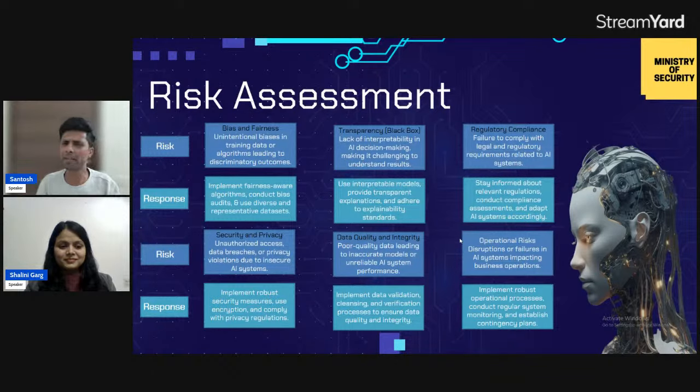These are the high level risks which you can consider while you're developing a risk assessment. This is not an exhaustive or comprehensive list, but you can look at these as the risks, the responses, and the outcomes.